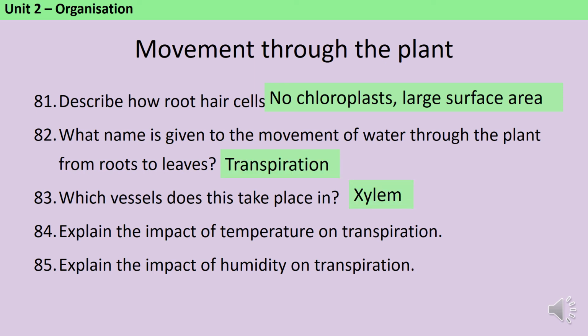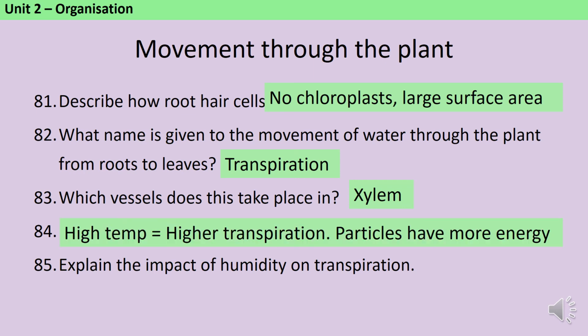As the temperature increases, so does the rate of transpiration, because those water molecules have more energy and therefore they move faster and therefore they diffuse faster out of the leaves. As humidity increases, transpiration decreases. This is because the concentration gradient between the water in the leaf and the water in the air is reduced. It becomes shallower and less steep, and therefore diffusion happens more slowly.